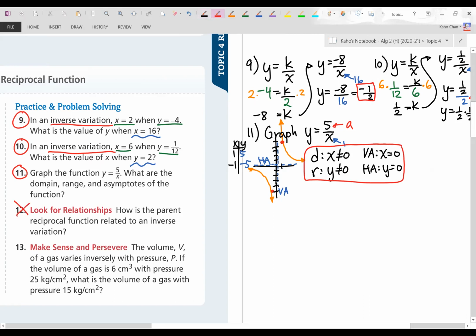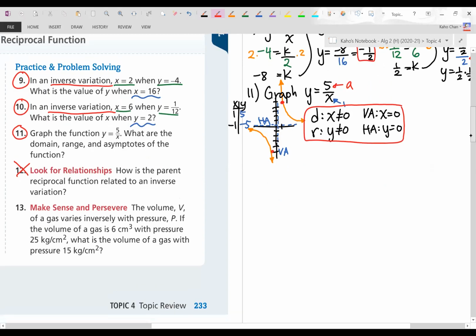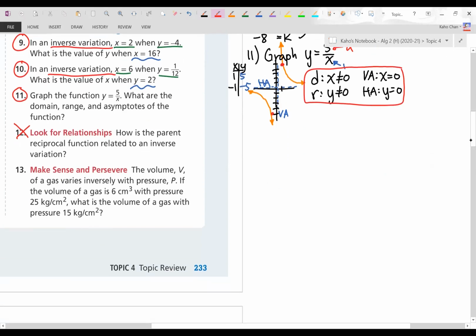I'm actually going to do number 13, a word problem. Crazy, Mr. Chan. Now, the reason why I'm doing this is because you will see problems like this on the SAT, ACT, and on the final. And don't let the words throw you off. Read along with me as I read out loud. The volume V of a gas varies inversely with pressure P.